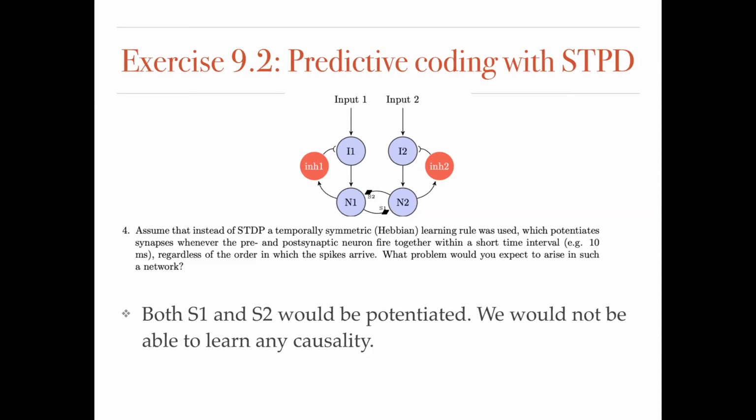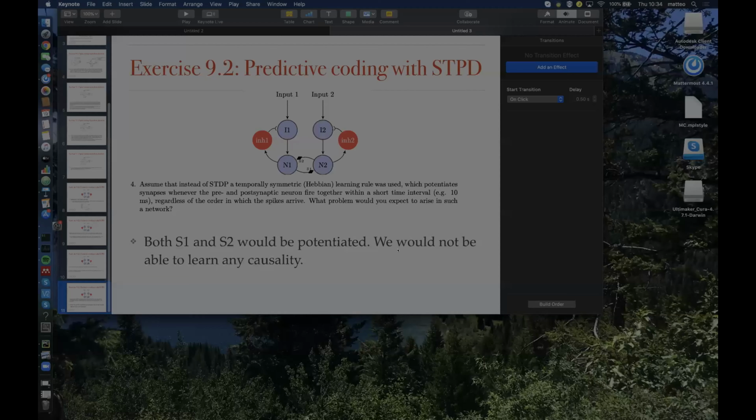I think it's basically the same as well. In the exercise 9.2, the input 1 doesn't get inhibited by S2 in the graph. Is it because I1 fires before I2? I think it's just because of the definition of the exercise, right?